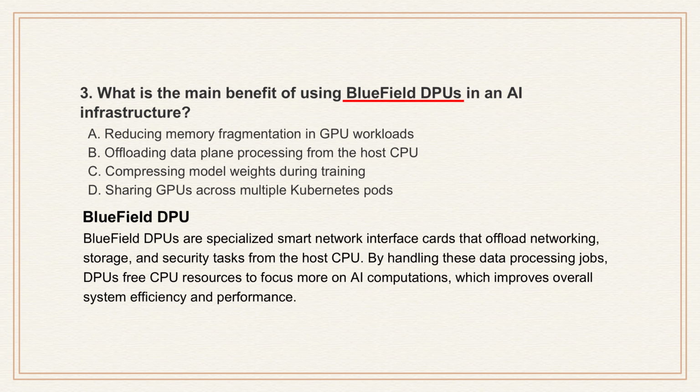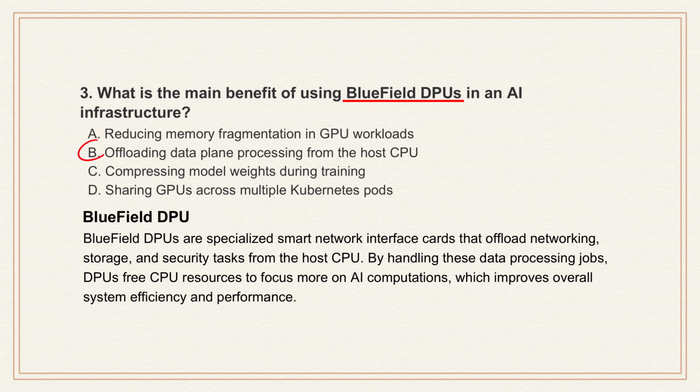Specifically offloading data plane processing tasks from the host CPU. Offloading, so like taking work away from the main CPU so it can focus on the actual AI number crunching. Precisely. The material explains that things like networking functions, storage operations, even some security processing, data plane stuff. The busy work of moving data around. Kinda, yeah. That gets moved onto the DPU.